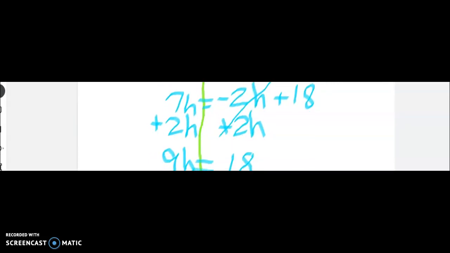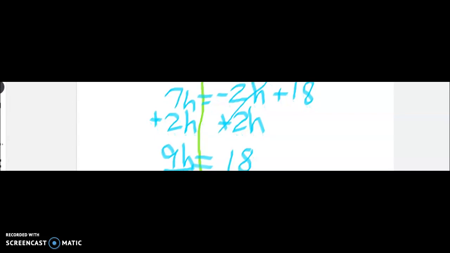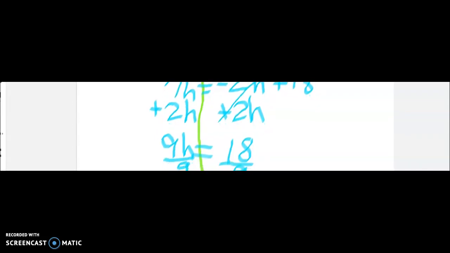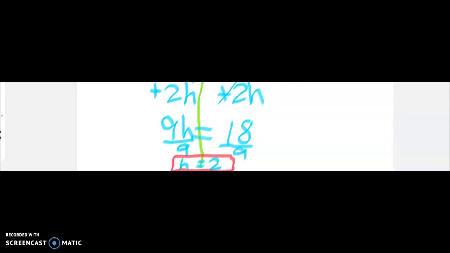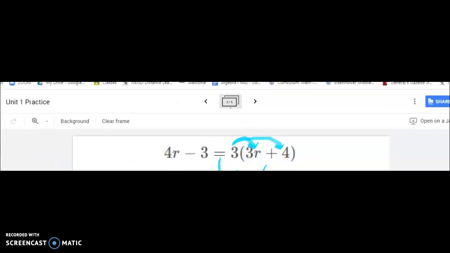I get 9h equals, I brought down my 18. My last step would be to divide by 9 on both sides, so that way I get h by itself, and h is equal to 2. Okay, my next problem is another equation.